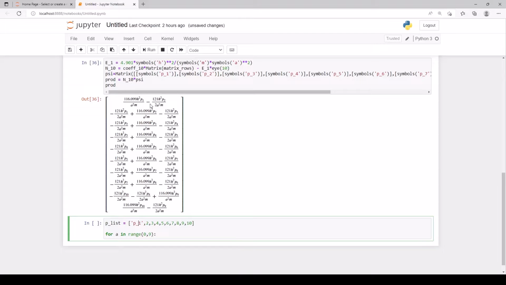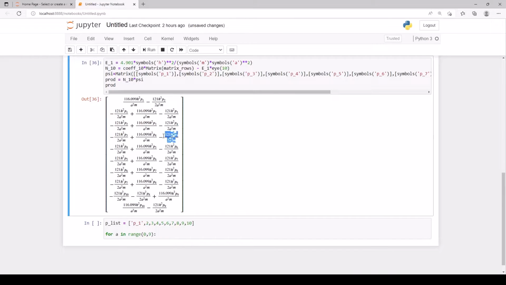So if you look at this, we're going to solve the first equation for psi 2. That's going to let us solve the second equation for psi 3. That's going to let us solve equation 4 for psi 4. And then psi 5, psi 6, 7, 8, 9, and 10. All the way up to here. We don't actually need this final equation. So we're just going to ignore it and do for A in range 0 to 9 instead.